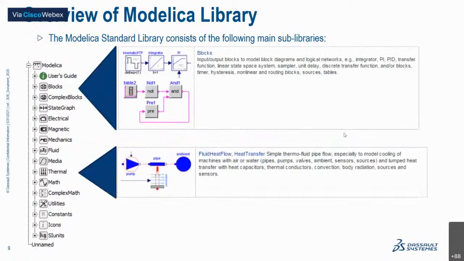Then we have blocks. The blocks basically consist of a lot of input and output blocks, such as sources. You have the different delay components, you have the PID controllers, and a lot of components like those are present. And the thermal library is basically for the fluid heat flow and heat transfer components. You'll have components like pipes, pumps, valves, ambient sensors. You'll have sources. You can heat a given pipe through a given input. So a lot can be done towards the heat flow and heat transfer packages.